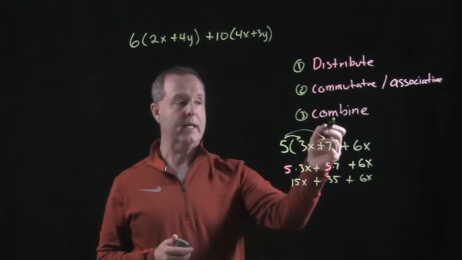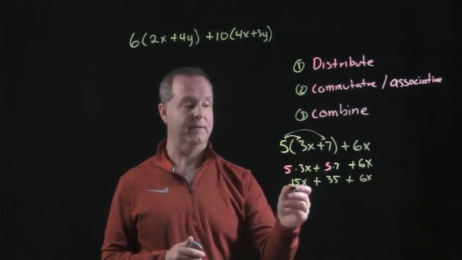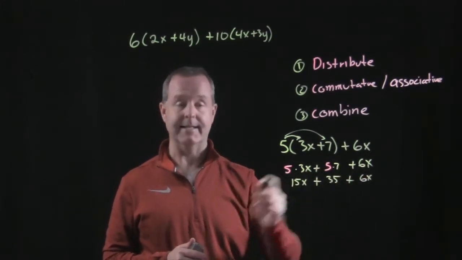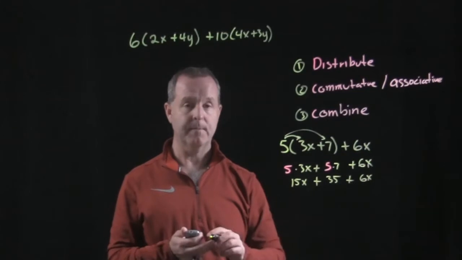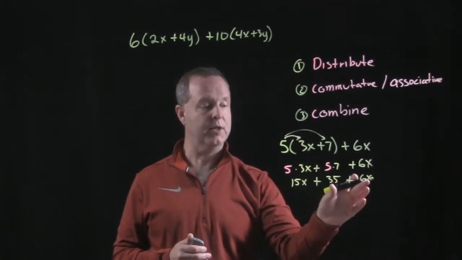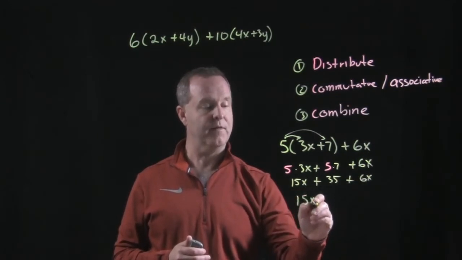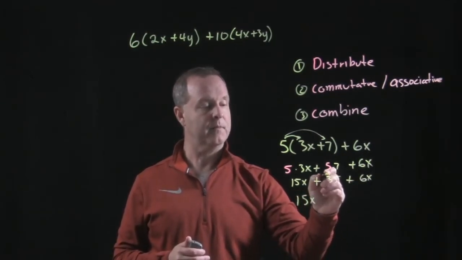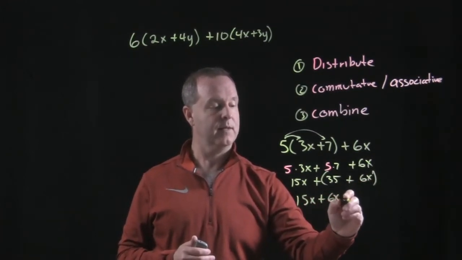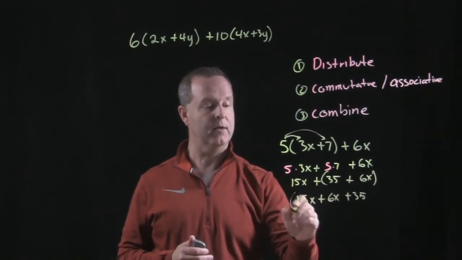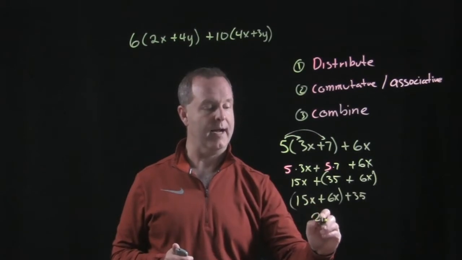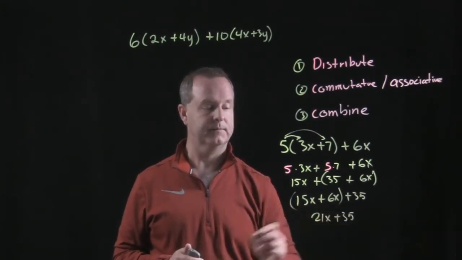From there, we can look at combining any like terms that we have. I have 15x over here, and 6x over there, combining those two. And actually, what I need to do is rearrange those first. So I'm going to change the order. Right now I'm looking at those two. I'm going to rearrange the order, so it's 15x plus 6x plus 35. And then I'm going to associate those two terms, a collection of like terms, equals 21x plus 35.